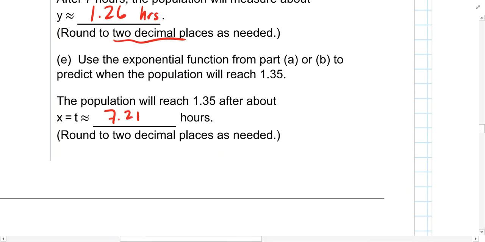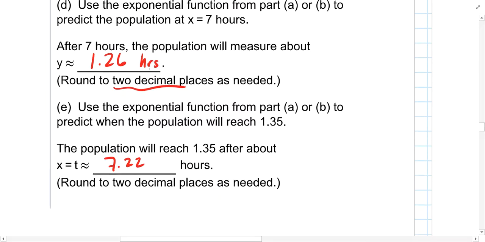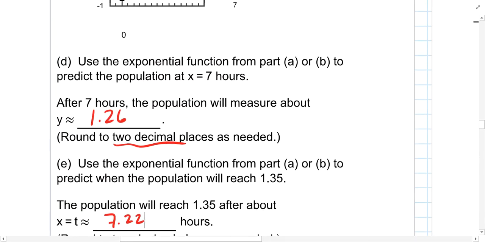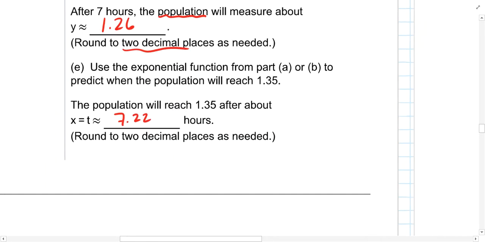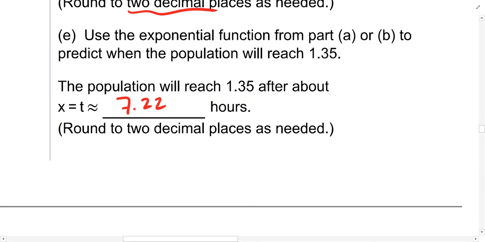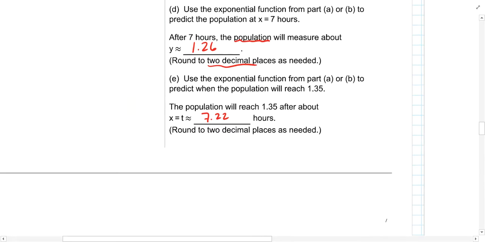or 7.21, well, 219 rounds to 22 hours. Just realized something back here at part D. We're not talking about 1.6 hours. We're actually talking about the population in the Petri dish, and it's not real clear if we're talking about hundreds or thousands or millions of these bacteria, but we'll just leave the answer at 1.26. For part E, I am happy with 7.22 as the solution. 7.22 does represent time in hours.